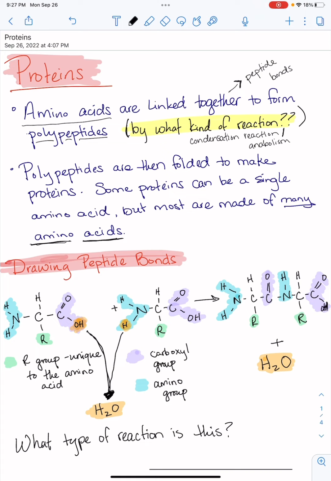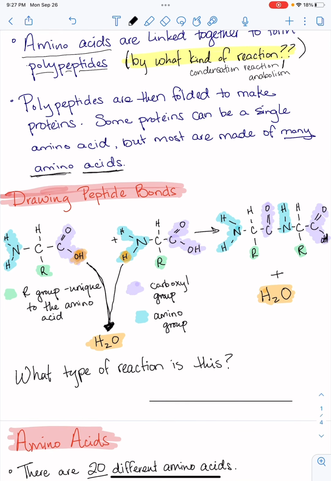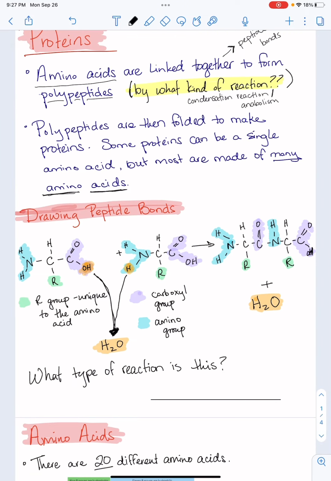Sorry, it's been a long day and my brain is tired. I'm going to keep going, but basically you need to understand that sometimes proteins can be single, like it can literally be a single amino acid, but then sometimes you have lots of amino acids. Cool, great, moving on. You need to know how to draw a peptide bond and basically how it forms.